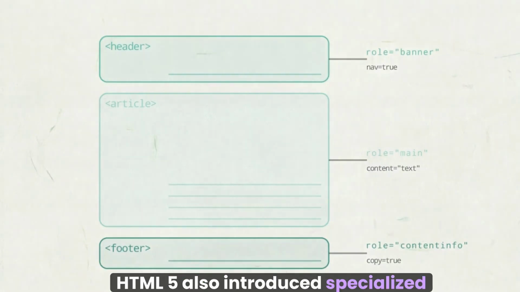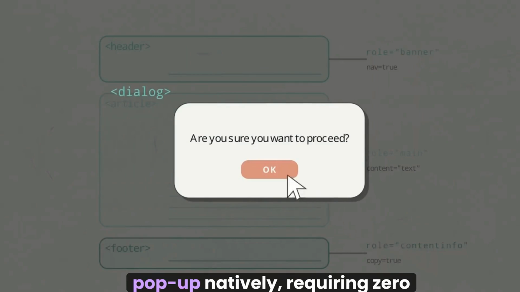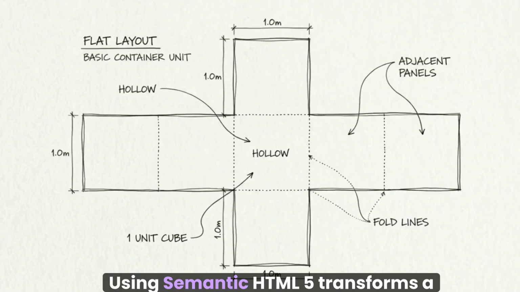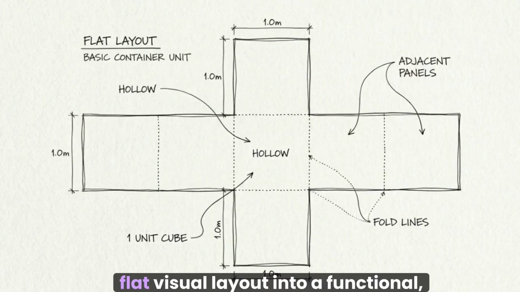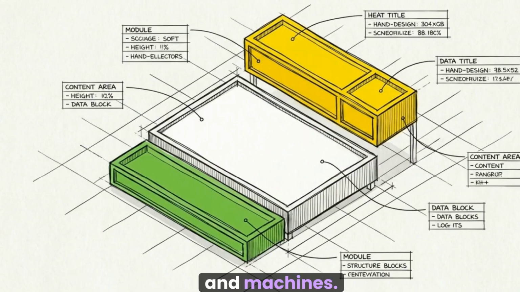HTML5 also introduced specialized interactive tags. A dialog tag creates a functional pop-up natively, requiring zero external JavaScript. Using semantic HTML5 transforms a flat visual layout into a functional, readable map for both human users and machines.